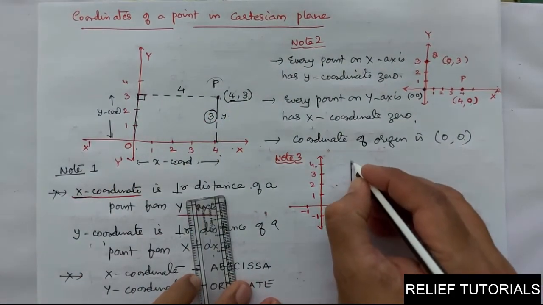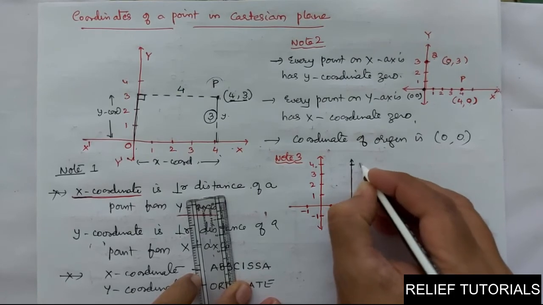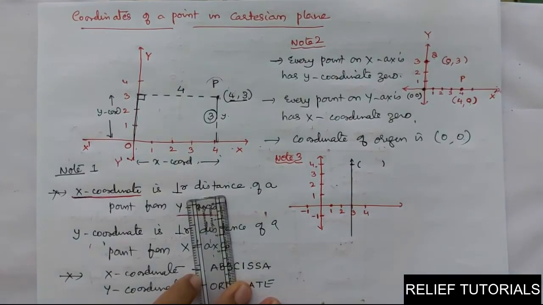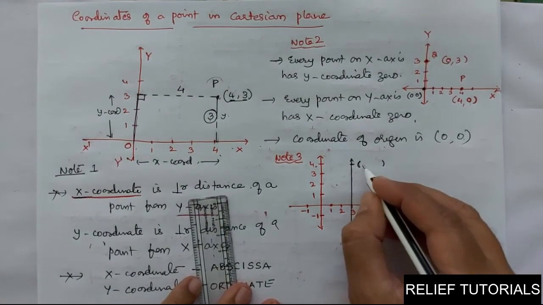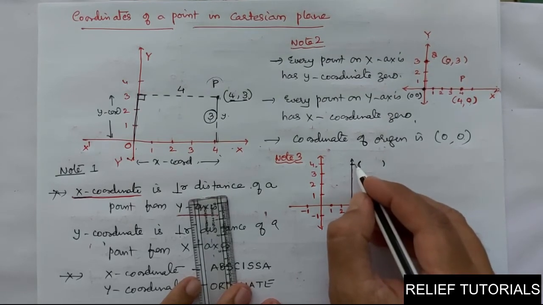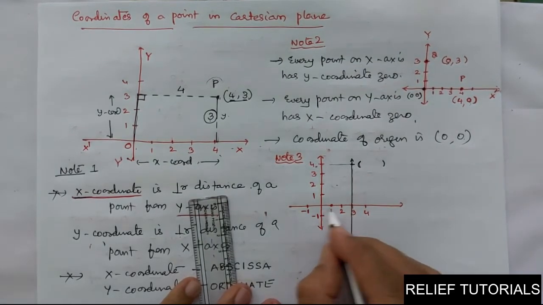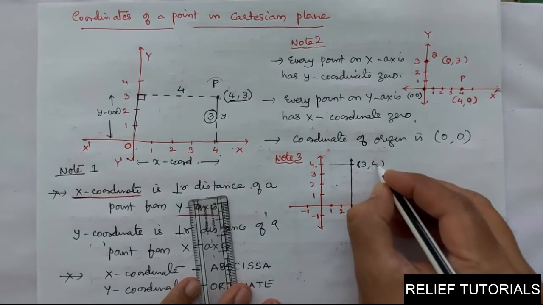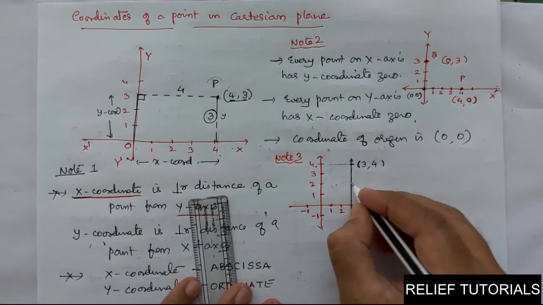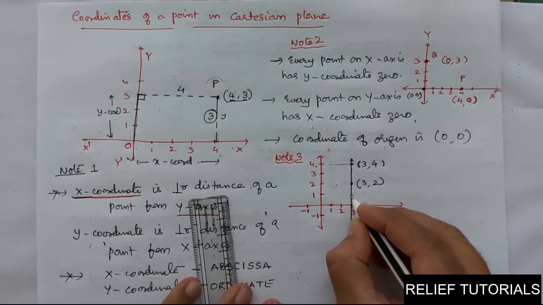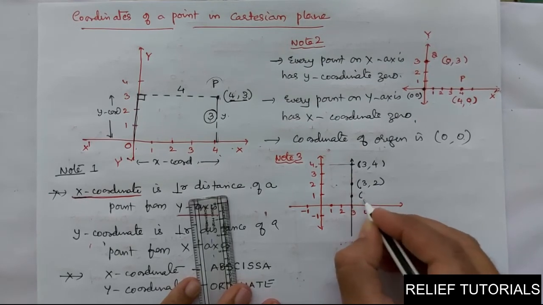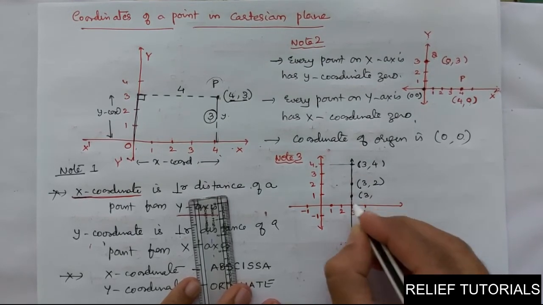Okay, see if I take this point, see this is a line. If I say this point, you see, first we will write the x coordinate. The x coordinate is the perpendicular distance from the y axis. How much is it? This distance is 3 units. So I can say 3 comma 4. If I say this, then 3 comma 2. The coordinate of this point is C. How much is it? 3 comma 1.